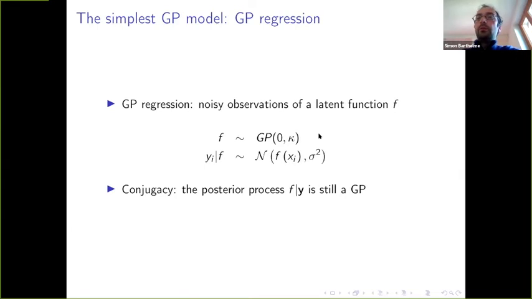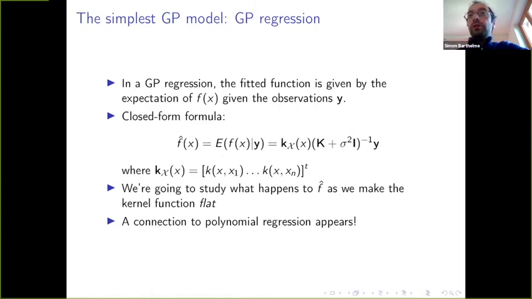If you want a brief sketch of what's going on formally in Gaussian process regression, we assume the following model. We assume that f, which is our latent function, is sampled from a Gaussian process with mean 0 and covariance function kappa. And the observations, the yi's, conditional on f, the latent function, are just Gaussian observations with variance sigma squared. And now a miracle happens. The posterior process, conditional on y, is still a Gaussian process. So that's conjugacy, and that's what makes the theory elegant in the Gaussian case. The posterior process is still a Gaussian process.